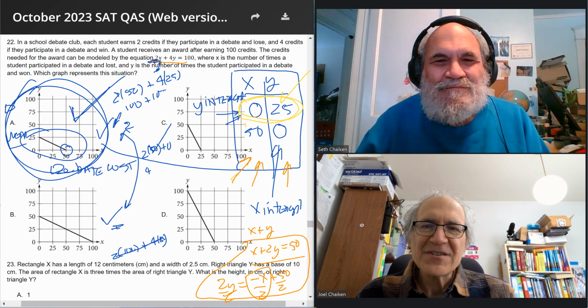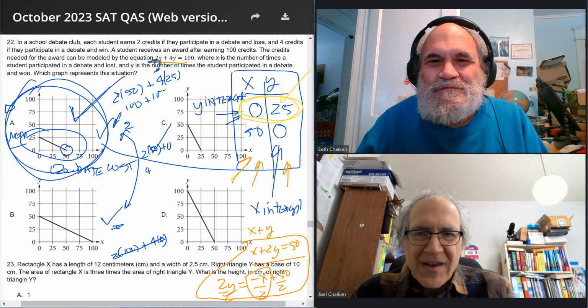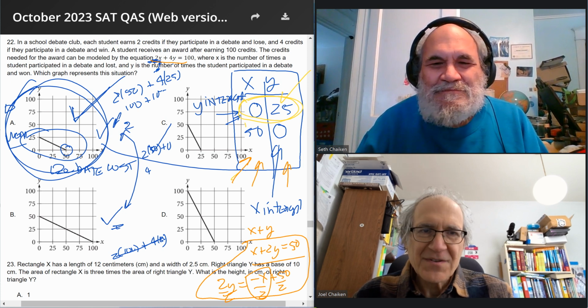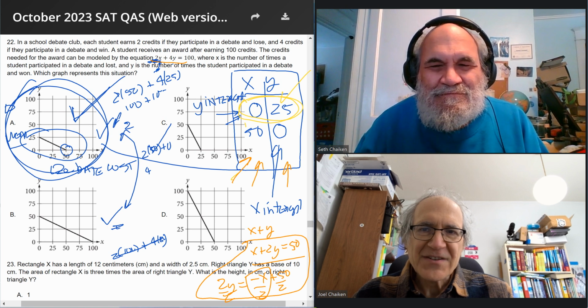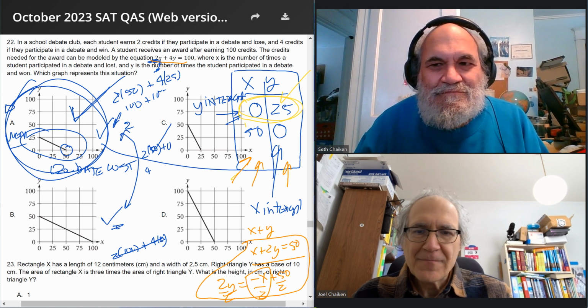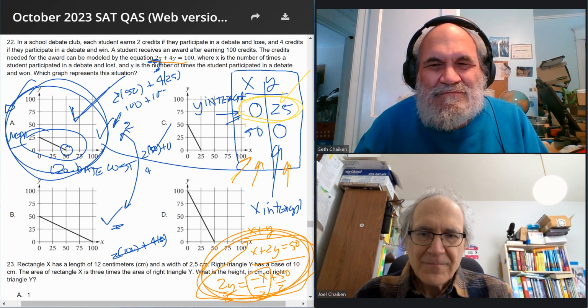But a problem like this is usually screaming at you to think about it in terms of intercepts. That's probably the fastest way to do it. But you can also do it this way, y equals mx plus b. Are we done? Yeah, we're done.